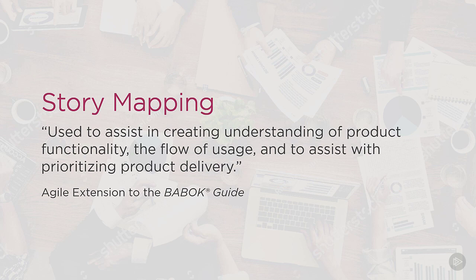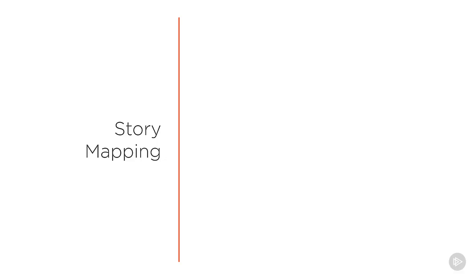If you, as a business analysis practitioner, get an assignment to work on the identification of dependencies and risks, you will probably want to achieve it by examining the intended flow through user stories. What is interesting, and what you should be aware of, is that story mapping is the composition technique itself. Story mapping is used to assist in creating understanding of product functionality, the flow of usage, and to assist with prioritizing product delivery.